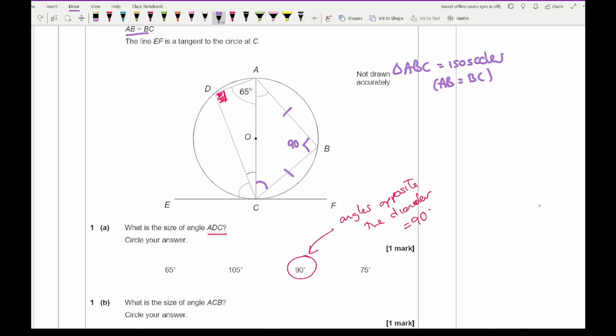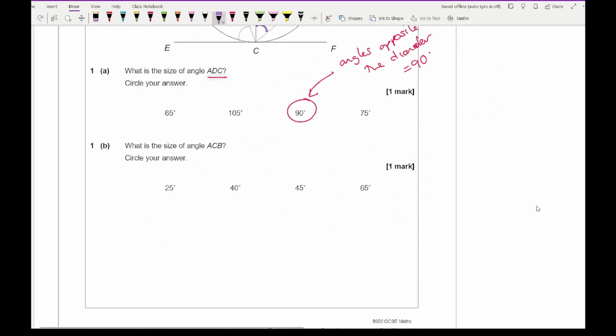So that's 90. So then to work out this angle here, x is going to equal 180 minus 90 divided by 2, because that's also going to be x as well. So then working that out, that gives me an answer of 45 degrees, which again is my third option.